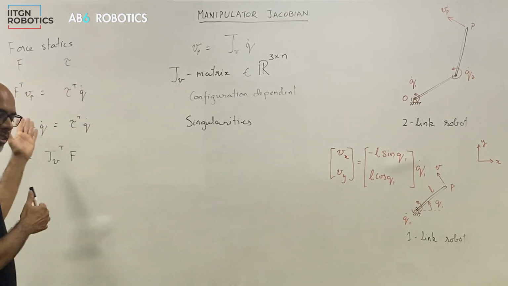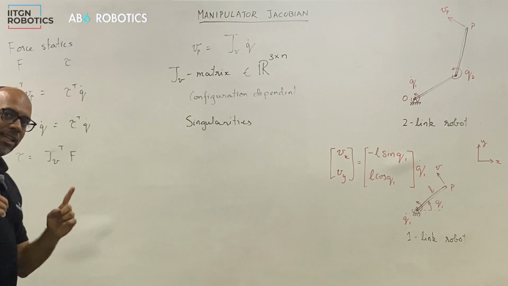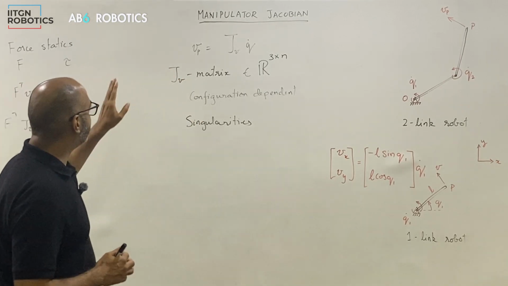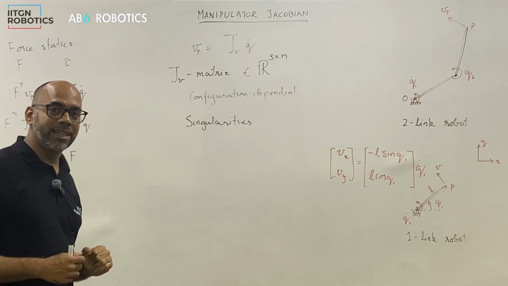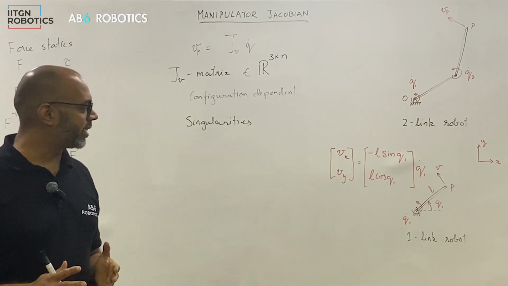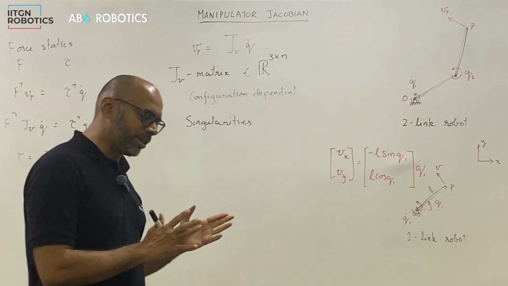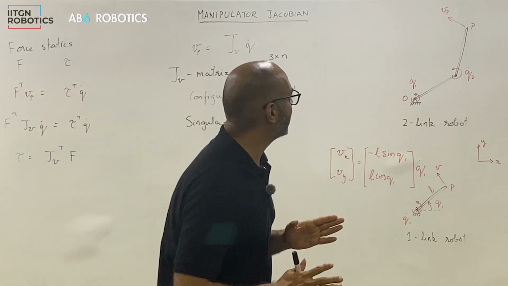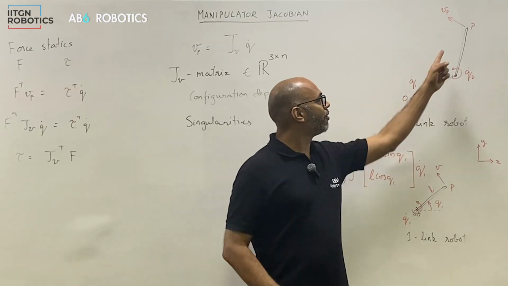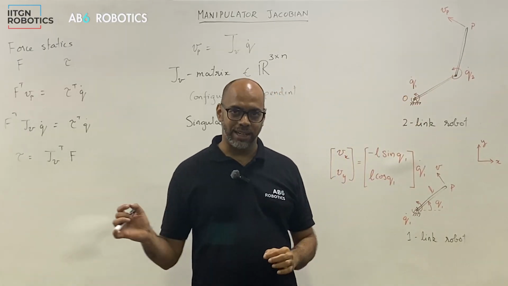Okay, so this is force statics. Now, one last aspect that we will cover today in terms of Jacobian is the role of Jacobian in inverse kinematics. So just to recap very quickly, forward kinematics is when you know all the joint angles and you want to find the end effector coordinates, right?